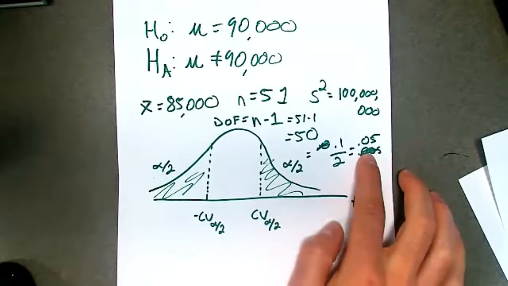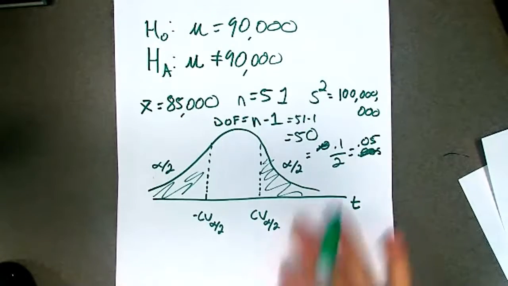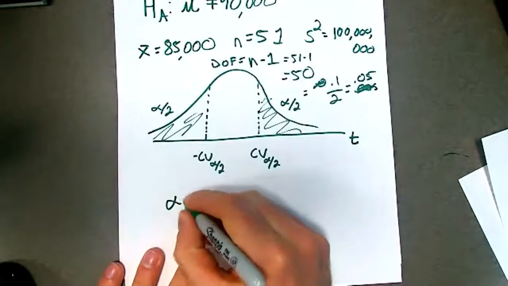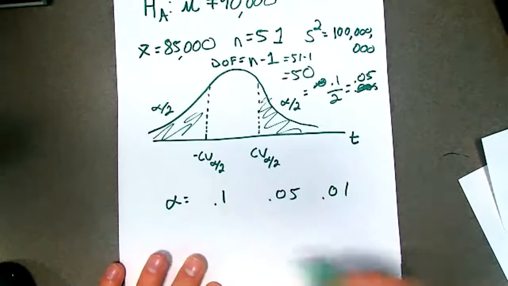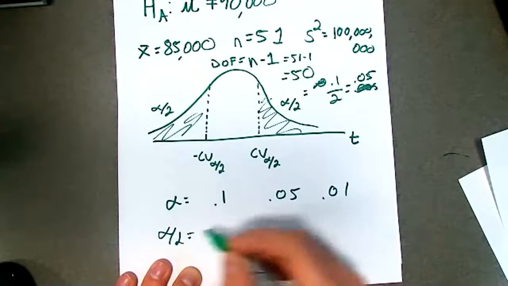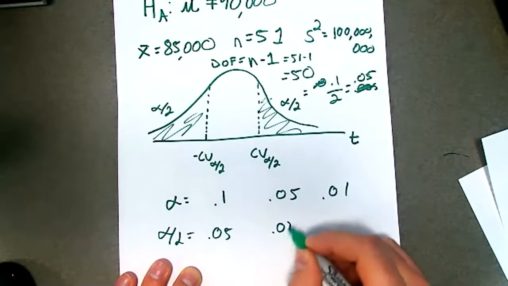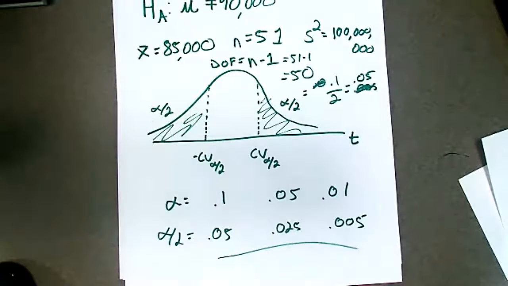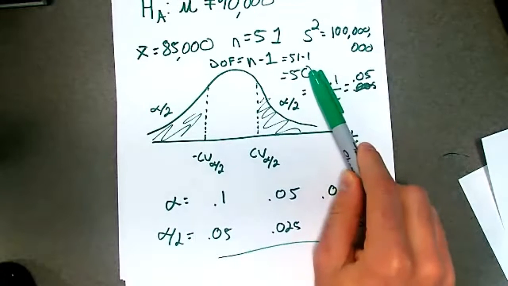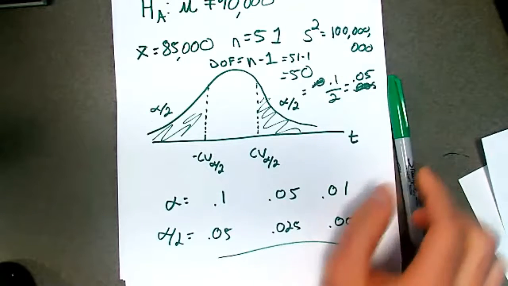So if I think about my alphas, they were 0.1, 0.05, and 0.01. Well, I divided those by 2. That's the area I need to look up. I've got 0.05, 0.025, and 0.005. So those are the columns I looked at on the student t-table at my degrees of freedom of 50.